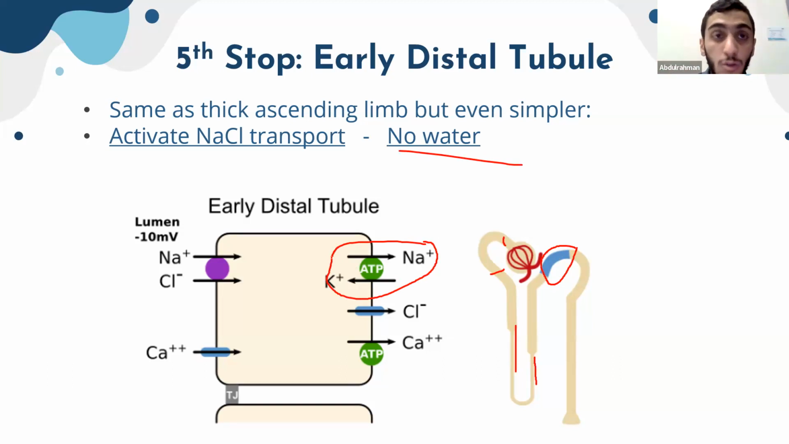Because we said we're trying to reabsorb sodium chloride without water. So there is no water. We create the gradient with this sodium potassium ATPase, and then we have a channel for sodium and chloride. Since they're opposite charged, they're moving together. So they're moving inside and then they're moving out. Tamam? And then there is the calcium also. Calcium can also move with this guy through a calcium ATPase.